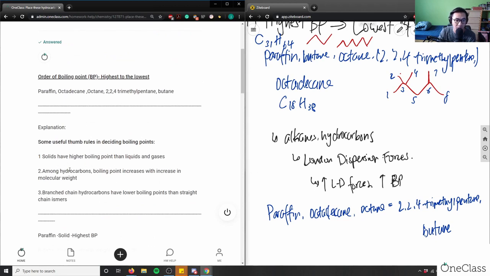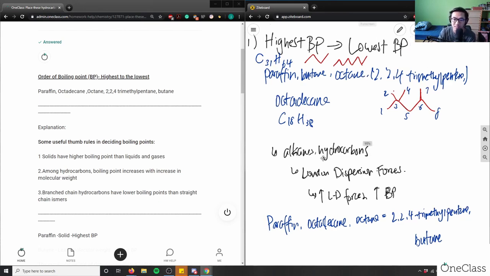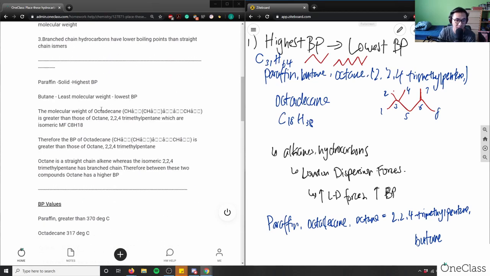Branched chain hydrocarbons have lower boiling points than straight chain isomers, right? So when we're talking about octane and 2,2,4-trimethylpentane here, branched chains have lower boiling points than octane, and that's what we talked about before, right? Just because with octane, if it's a straight chain, it's much harder for it to break, whereas with branched hydrocarbons, sometimes maybe we can break off a methyl here and a methyl here, so it's slightly lower, not very much, but slightly lower. So in this case, this here is correct.